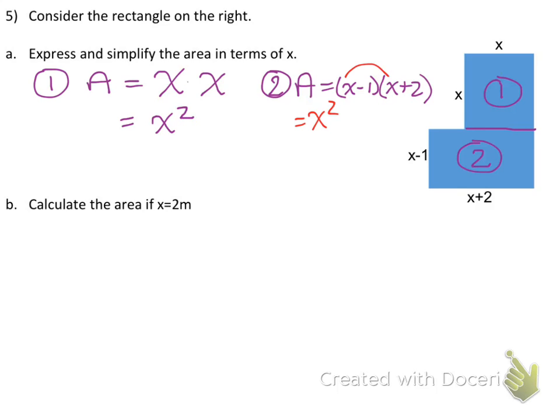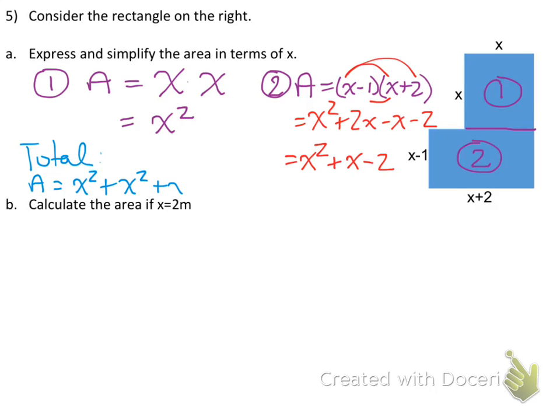Now we expand. So x times x is x squared, plus 2x, minus x, minus 2, and simplify. So x squared plus x minus 2. Now the total area would have to be the sum of the two. So x squared, and then x squared plus x minus 2. And then I can simplify that, and I get 2x squared plus x minus 2.